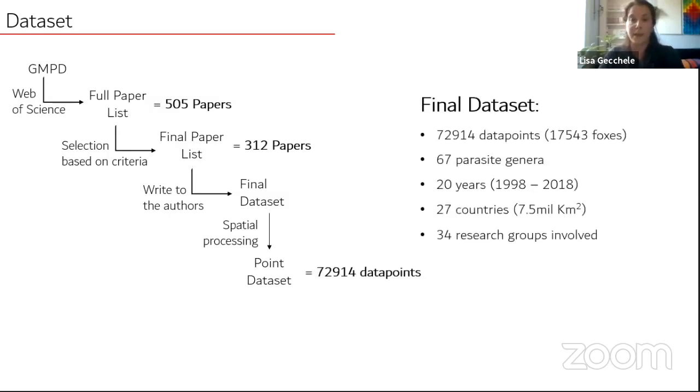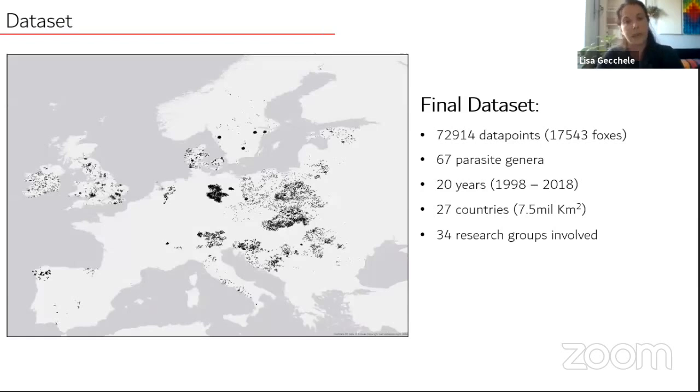And this yielded my final data set, which included almost 73,000 data points. And this is what the data set looks like mapped on the map of Europe. As you can see, this data set spans 20 years and 27 countries, and is obviously not regularly distributed, neither in space nor time. So a model to incorporate this will have to have spatially and temporally explicit terms to account for this.